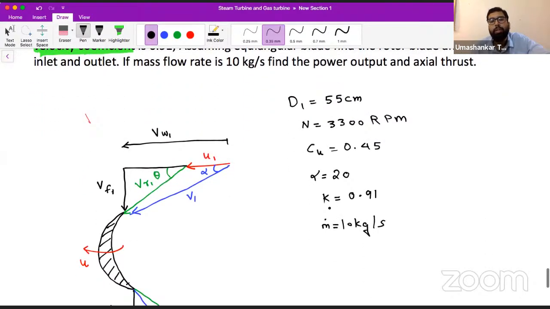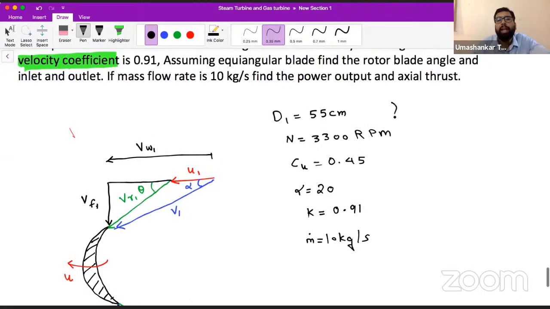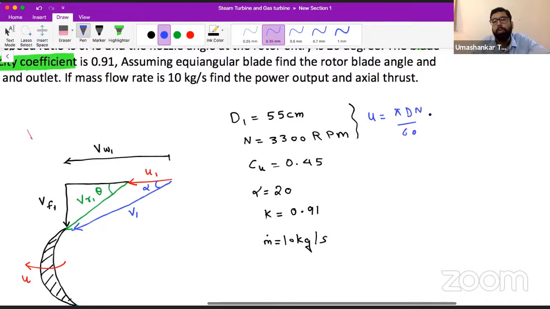So what can we calculate just now? From this D1 and N, we can calculate the velocity of the blade, that is U. Yes or no? We can calculate it by using pi D N by 60. So can someone tell me the value of U? It is coming out to be 95.03. You may check the calculations. Put the value of diameter in meter so that you get the value in meter per second.